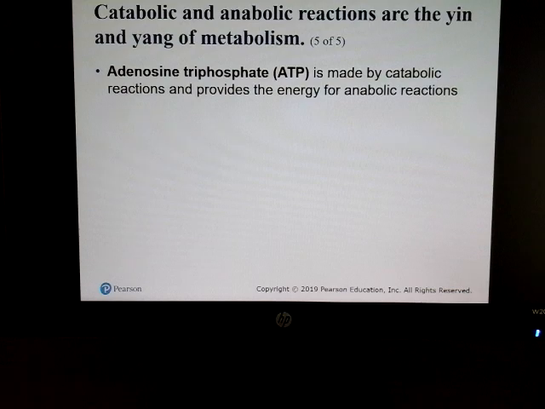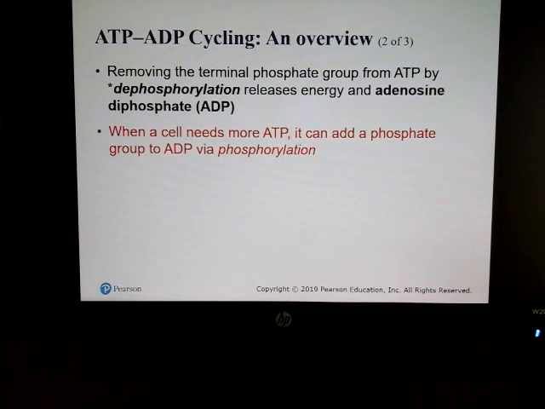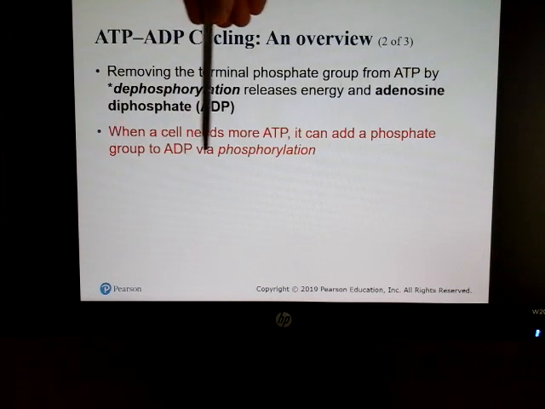ATP, that's our energy, and I'm sure in other classes you've covered ATP. And some important things with ATP is that by removing the terminal phosphate group from ATP by what's called dephosphorylation, you release energy and adenosine diphosphate, or ADP. Now, when the cell needs more ATP, it can add a phosphate group to the ADP via a process called phosphorylation.